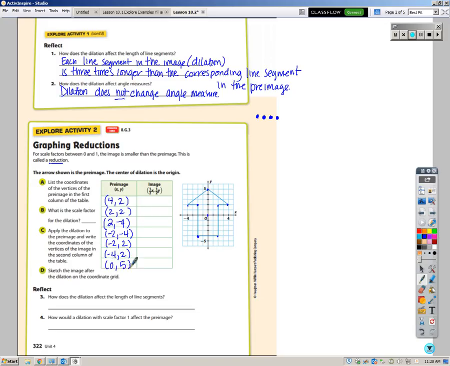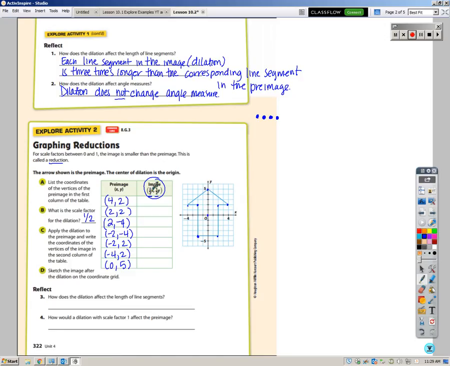Okay, so now we're going to look at our algebraic representation here, and the number that's being multiplied by each of our x-coordinates is our scale factor. When it asks what the scale factor of this dilation is, we see 1/2. So our scale factor is 1/2. That means that this is a reduction, right? Because that's less than 1. We're going to apply the dilation to the pre-image and write the coordinates of the vertices of the image in the second column. So each of these we're going to multiply by 1/2, or divide by 2.